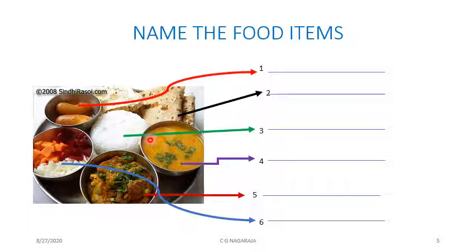Here is an image showing a typical South Indian thali meal. There are 1, 2, 3, 4, 5, 6 items shown here. You must identify and tell the name of the food item. Example I will give you. 1, the red arrow, is the food item normally called jamun. Okay, like that you have to indicate for all the 6.